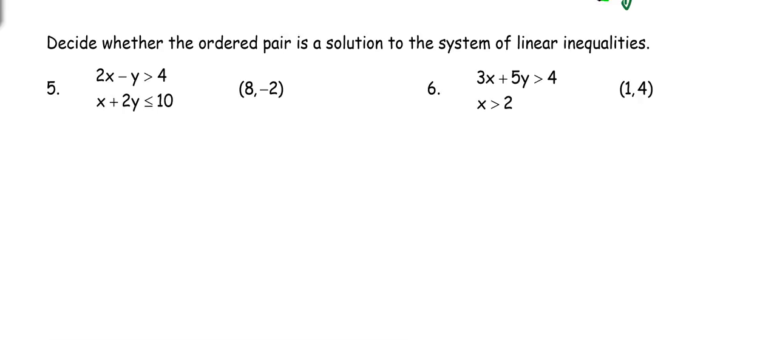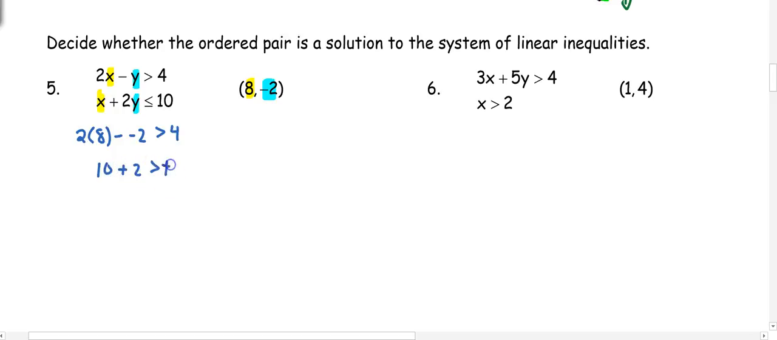Lastly, determine whether the ordered pair is a solution to a system of inequalities. Just like a solution to a system of linear equations, the ordered pair has to make sense in both equations. So in number 5, we're going to substitute 8 in for x's and -2 in for the y's. When I rewrite the first equation, I have 2 times 8 minus -2 is greater than 4. So we have 10 plus 2 is greater than 4. 12 is greater than 4. So that makes sense.